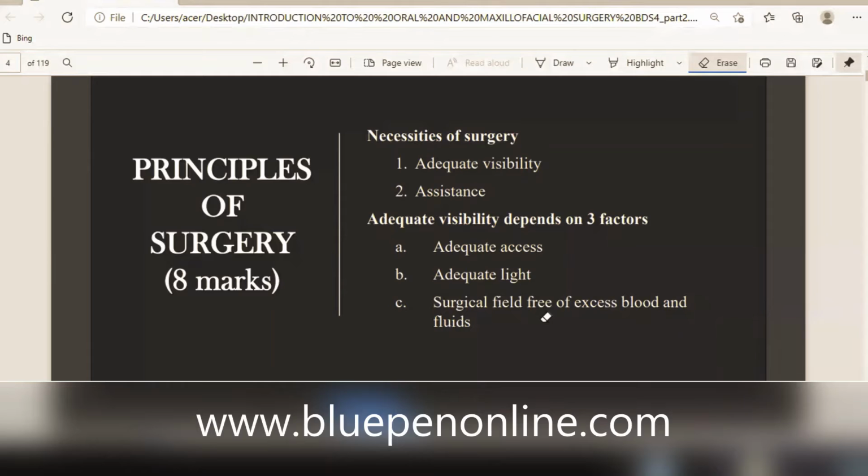For that, you need an adequate access, you need adequate light, and the next one is adequate assistance, which is surgical field free of blood and fluid. You need a very good assistant to keep your suction tip and remove all the blood and other fluids in the patient's mouth.